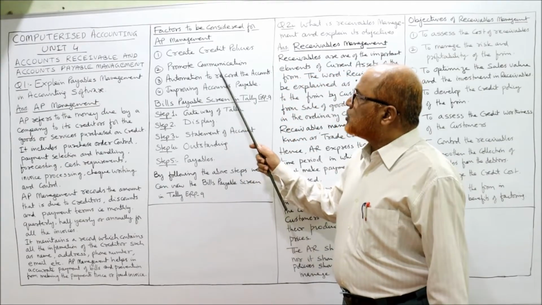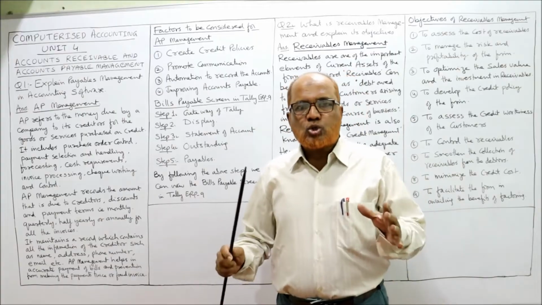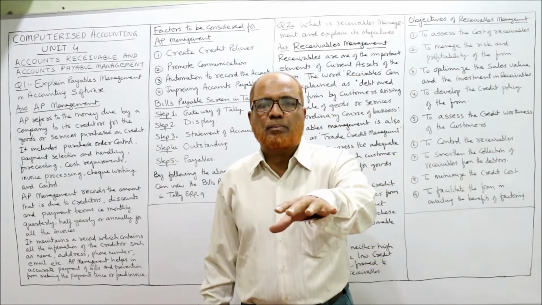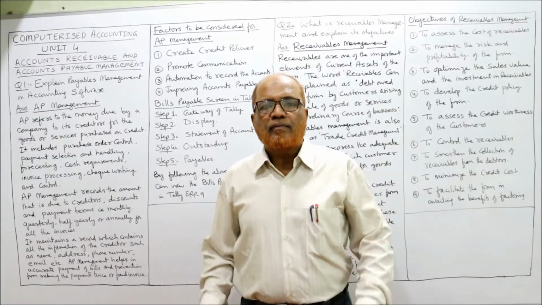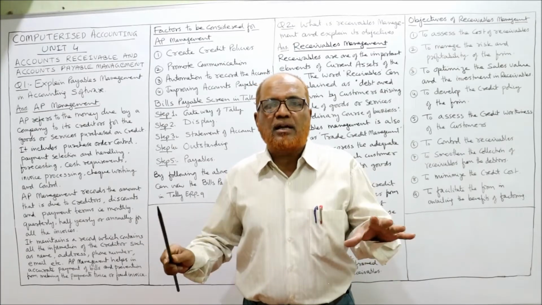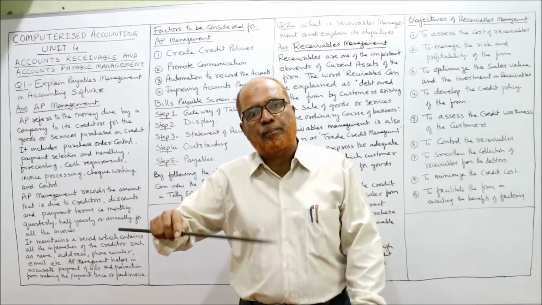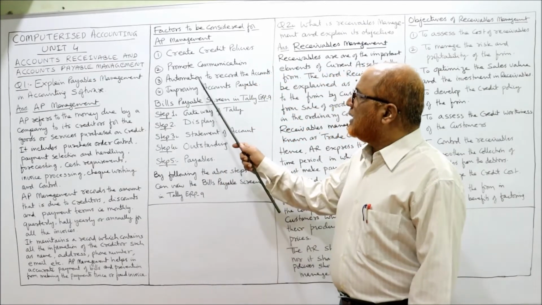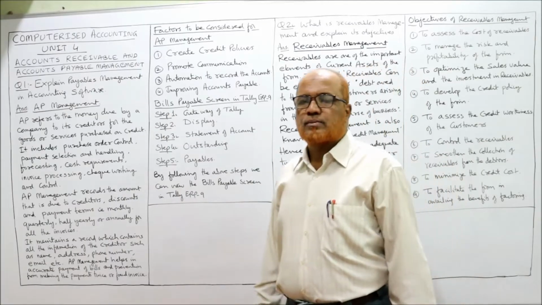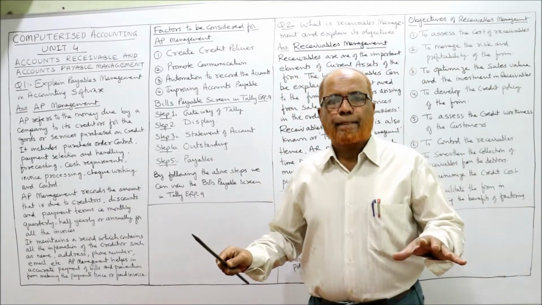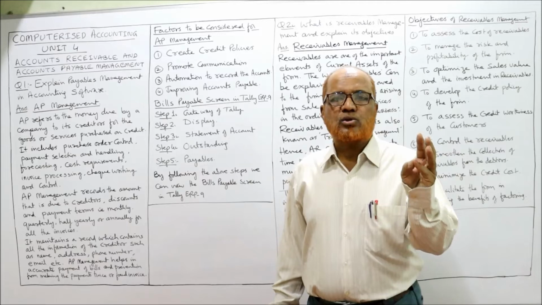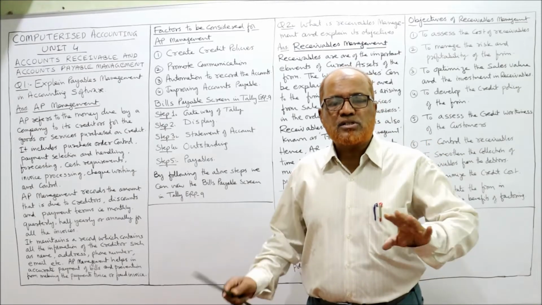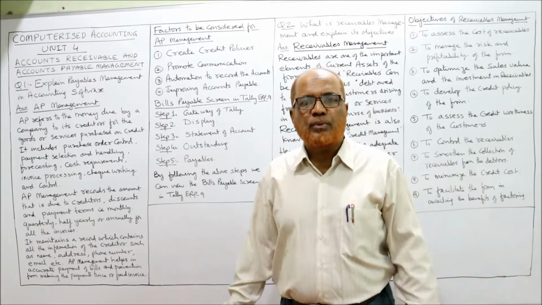Then second, promote communication. There should be clear communication, crystal clear communication between the business and the supplier. That means all the terms and conditions of purchasing the goods and payment, everything should be communicated properly. Thirdly, automation to record the accounts. The accounts regarding the maintenance of ledger accounts of all suppliers, creditors, this should be automated. That means completely it should be through computers.